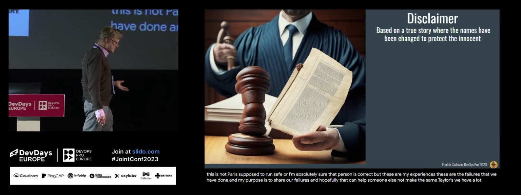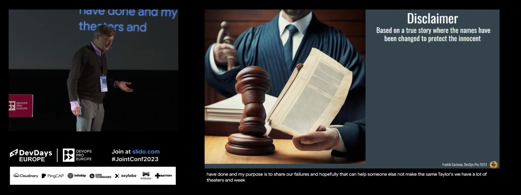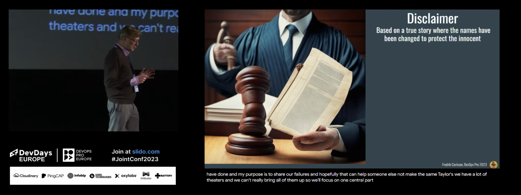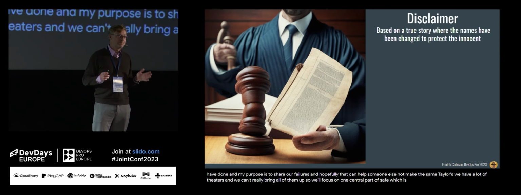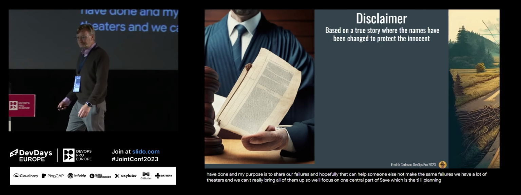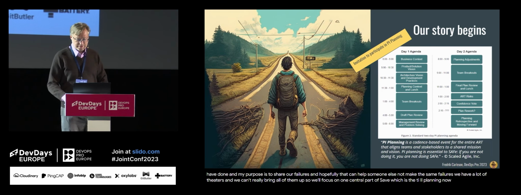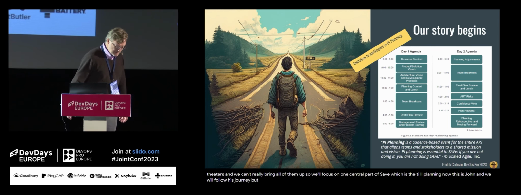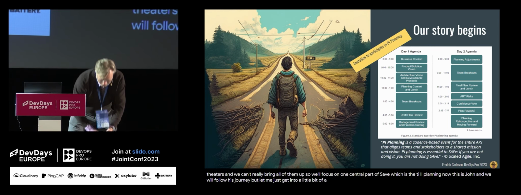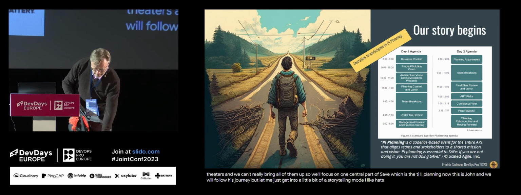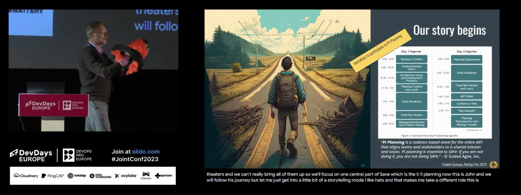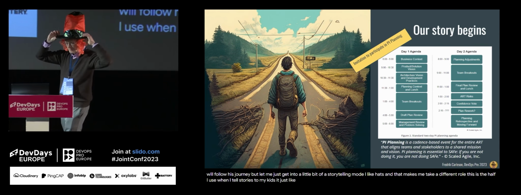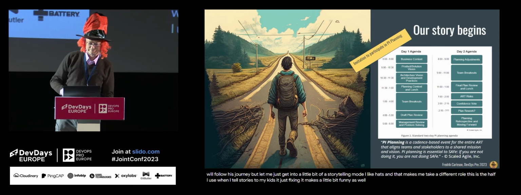We have made a lot of failures, and we can't really bring all of them up, so we'll focus on one central part of SAFe, which is the PI planning. Now, this is John, and we will follow his journey, but let me just get into a little bit of a storytelling mode. I like hats, and that makes me take a different role. This is the hat I use when I tell stories to my kids. It just makes me look a little bit funny as well.